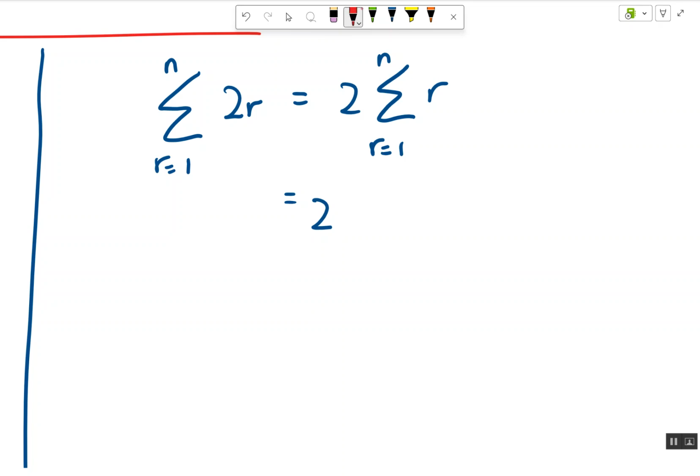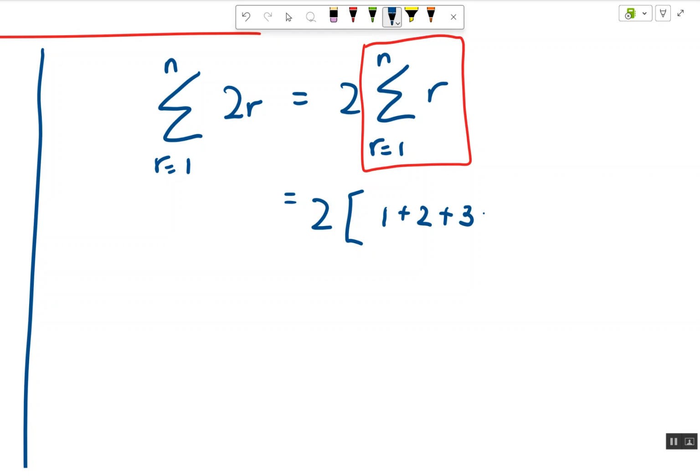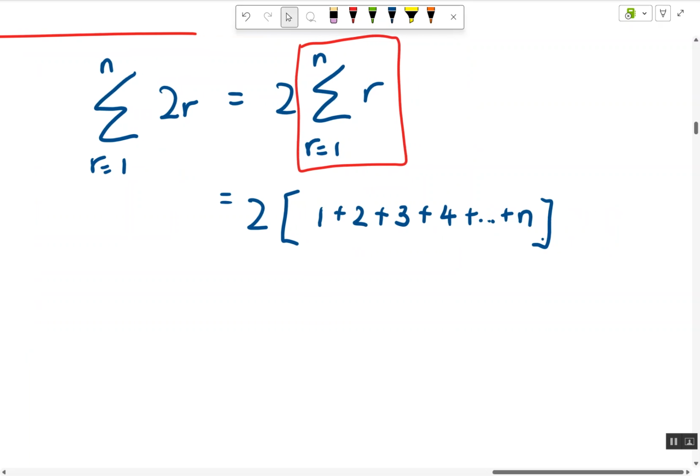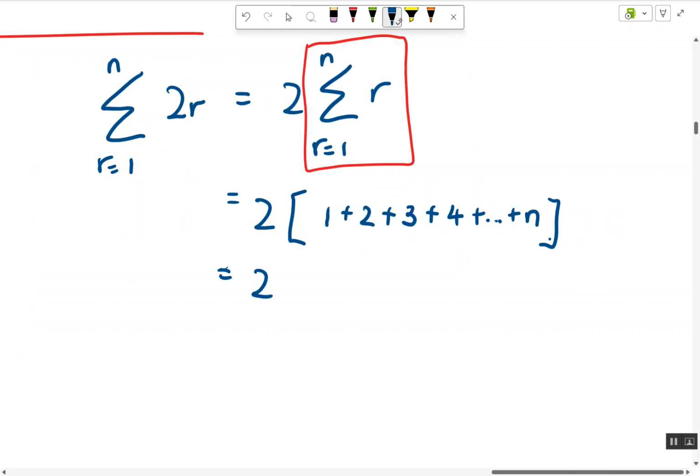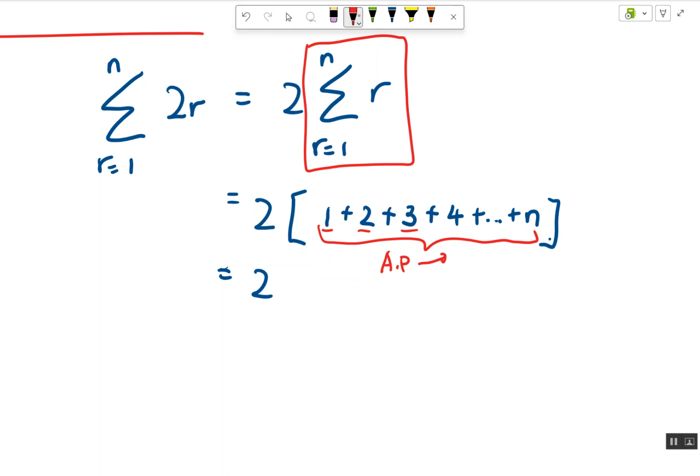Okay, so this one that is in red, to split up the summation, that means open up the summation. Now I put r equals 1. That's 1. Next, r equals 2. Now a summation means plus, plus 2, plus 3, plus 4, and so on until plus n. You have to identify that this is actually an AP because each of the terms adds up by 1. The a is equal to 1. The l is equal to n. And there are n terms over here.